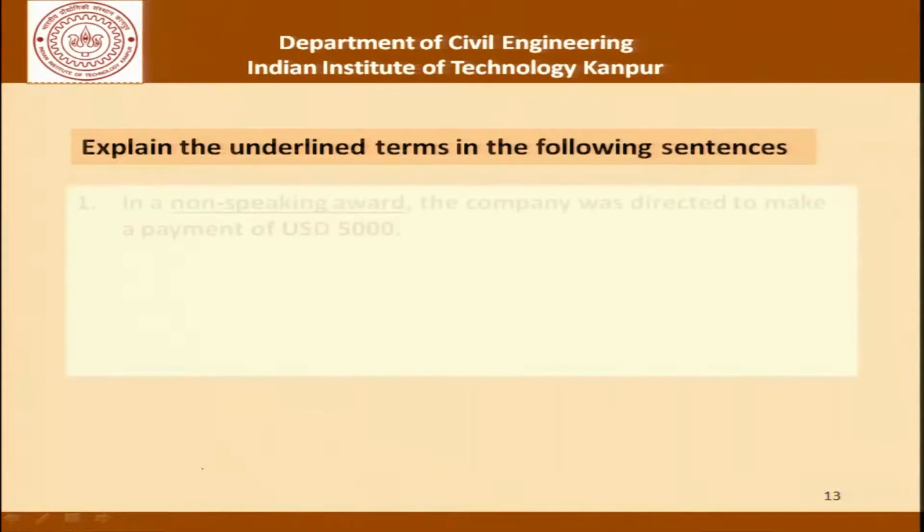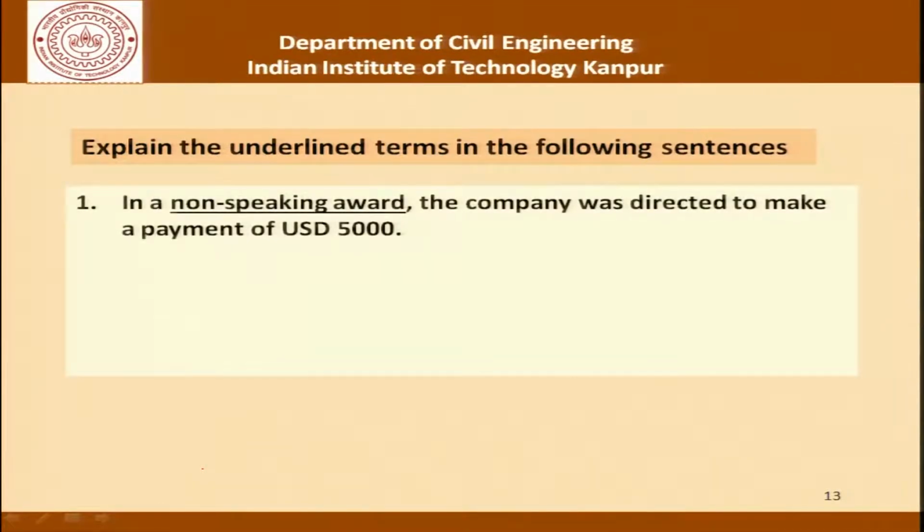The first sentence that we have is a non-speaking award. In a non-speaking award, the company was directed to make a payment of $5,000 US. So, what is a non-speaking award? A non-speaking award is an award where no reasons have been given. Contrast that to a speaking award, where the arbitrator or the court gives the reasons for making a particular judgment. A non-speaking award basically says that the decision is this, but it does not explicitly or clearly state the reasons involved.